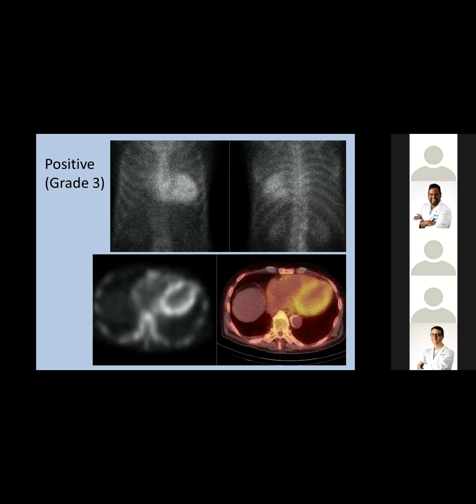And on the other hand, here's a positive scan. So in this case, you have diffuse intense uptake throughout the whole left ventricle, and also some degree in the right ventricle and atrium as well. So this is a positive scan, or grade 3. So this would be somebody with TTR.